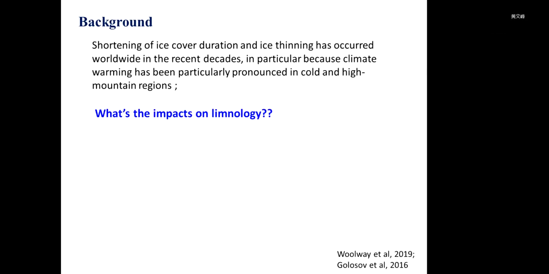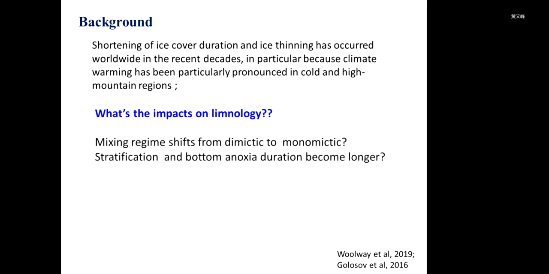Due to climate change, shortening of ice cover duration and ice thinning has occurred worldwide in recent decades, in particular because climate warming has been pronounced in cold and high mountain regions. So we got a question: what are its impacts on the limnology in these regions? It is believed to change the lake mixing regimes, generally from dimictic to monomictic, and stable stratification and bottom anoxia duration become longer.